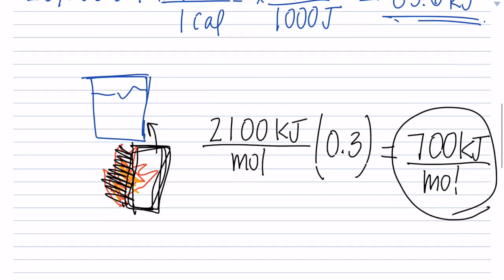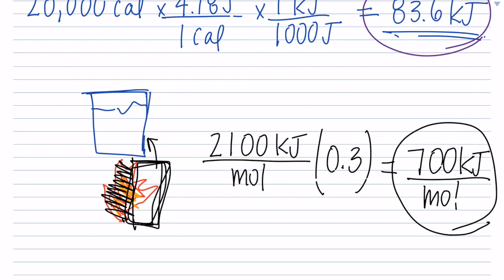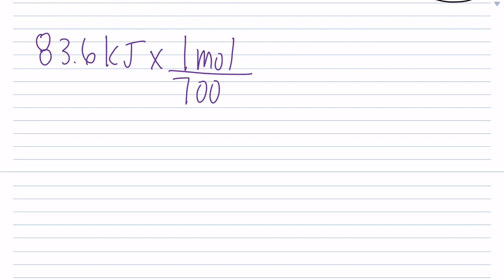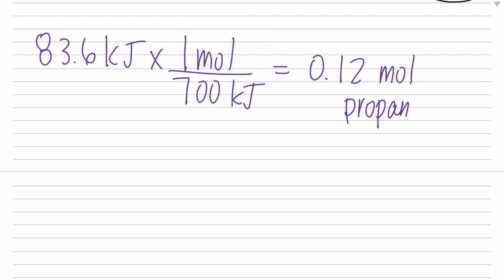Now that I have that number, and I have this number, I can figure out how many moles of propane I need. So I'll take 83.6 kilojoules, and I'll multiply that by 1 mole over 700 kilojoules. That'll get me 0.12 moles of propane needed. That's how much propane I need to heat up my hot chocolate.